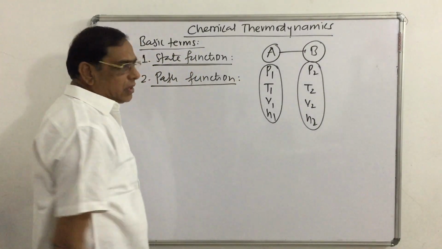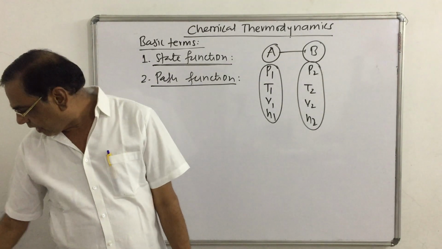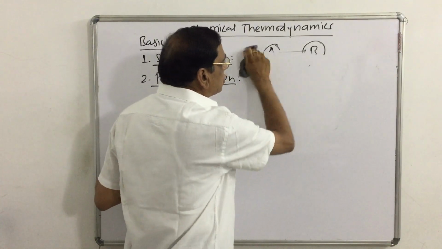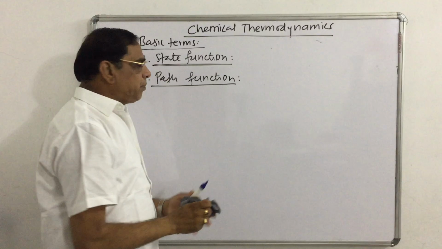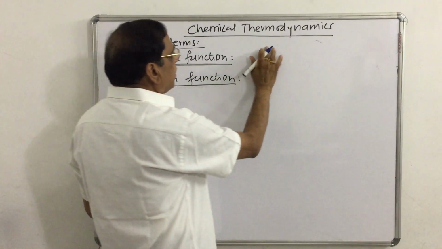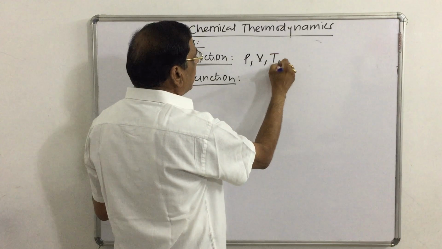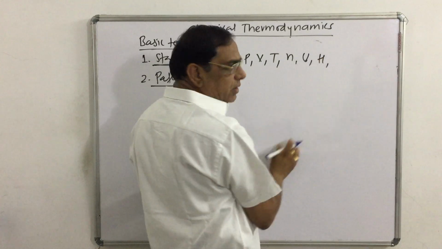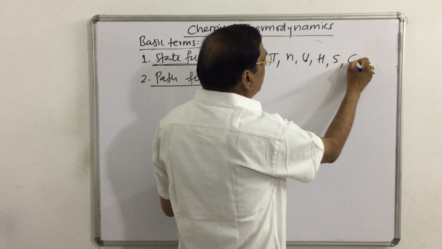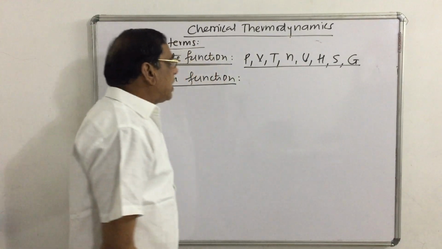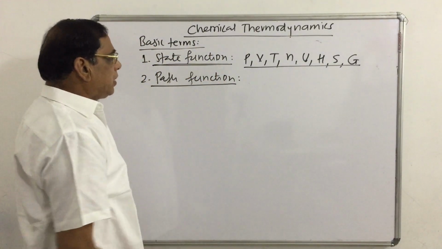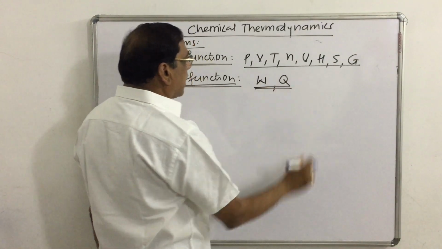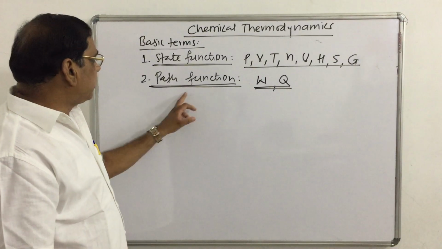और path function का मतलब a function or a property which depends on the path followed by the system and not on the state, that is called a path function. जैसा for example अभी देखा अपन ने pressure, volume, temperature, number of moles, or internal energy, or enthalpy, or entropy, or free energy. These are thermodynamic functions, and they are state functions. लेकिन ख्याल में रखने का, work done and the heat, these two are path functions, depends on the path.